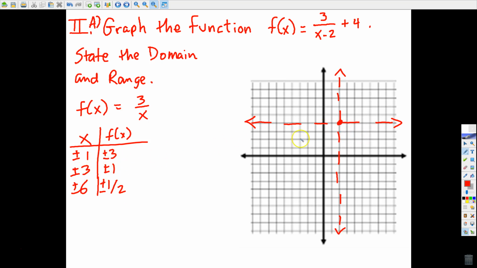So let's see, 1, 3, 3, 1, 6, 1 half. There's a branch. And now we'll do the negatives. Negative 1, negative 3, negative 3, negative 1, negative 6, negative a half. And there's the other branch.